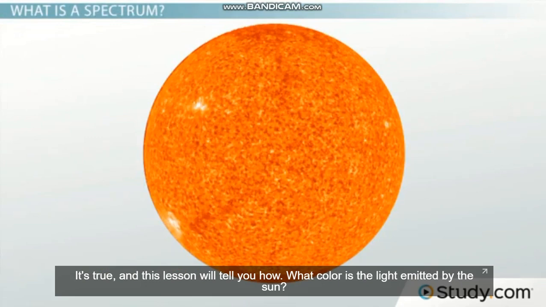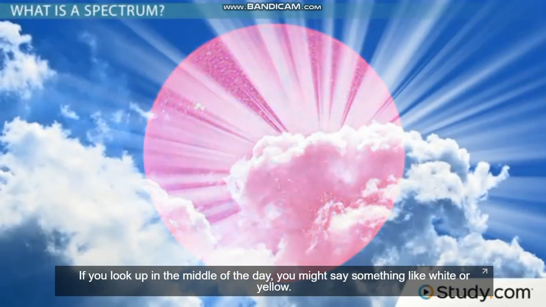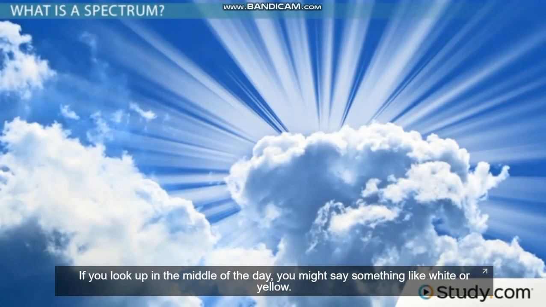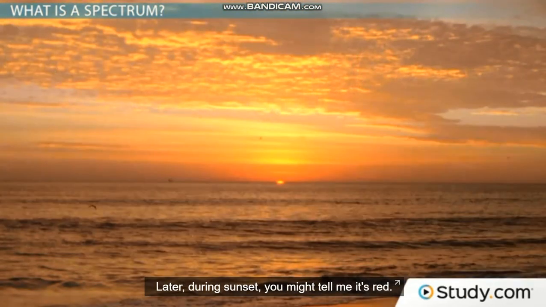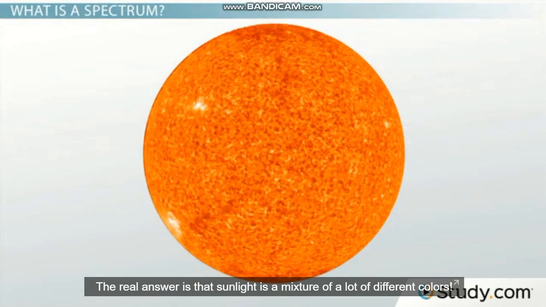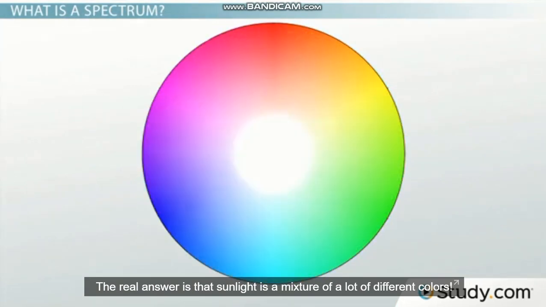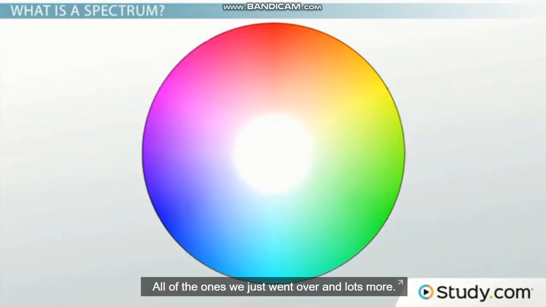What color is the light emitted by the sun? If you look up in the middle of the day, you might say something like white or yellow. Later, during sunset, you might tell me it's red. The real answer is that the sunlight is a mixture of a lot of different colors, all of the ones we just went over and lots more.